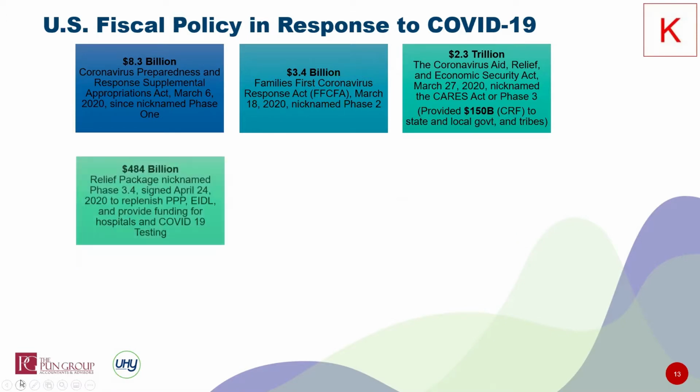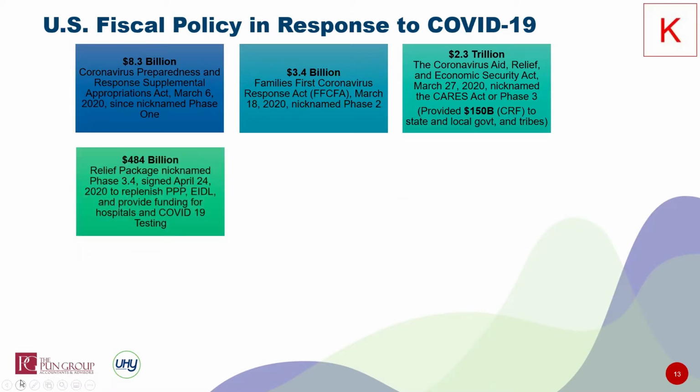So next up was another package that came in the following month in April. Again, this was still under Trump, was phase 3.4, and that was nicknamed 3.4. And that was really just used to replenish the PPP and the EIDL programs, as well as to provide funding to hospitals and for COVID-19 testing.